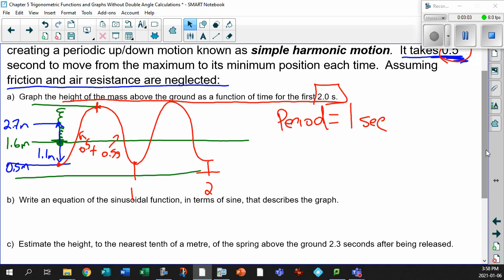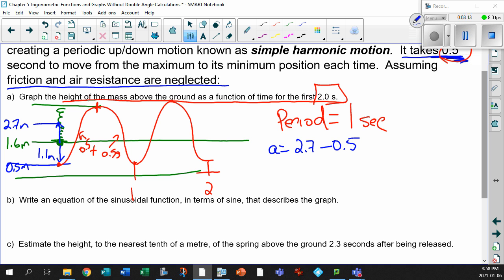Okay, first things first, let's start finding some values. Let's find the A value, which you know is the maximum minus the minimum, all over 2. So the max minus the min all over 2 works out to be 1.1. Throw that in your calculator, okay? So 2.7 minus 0.5 is 2.2, divided by 2 is 1.1, yippee skippy.